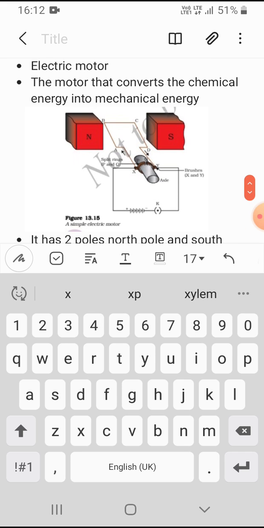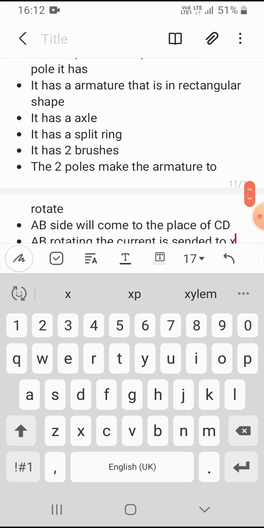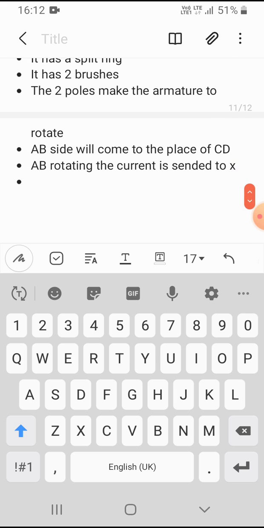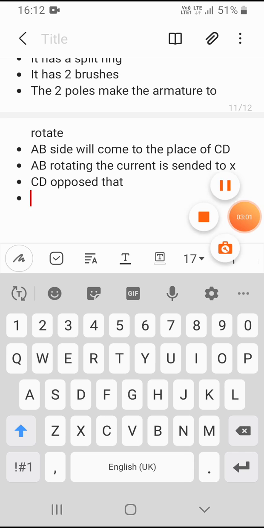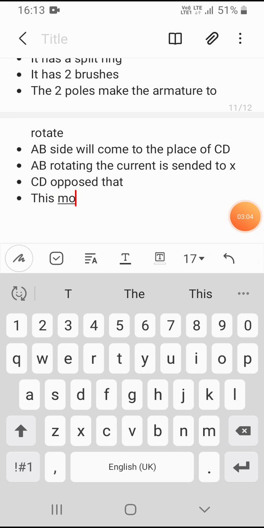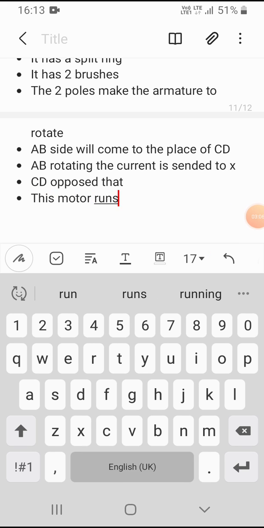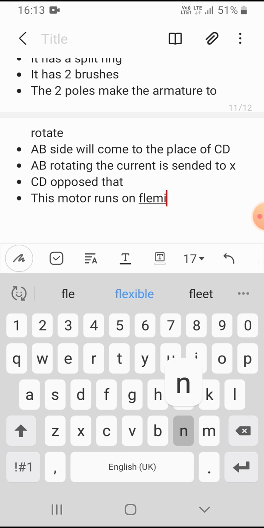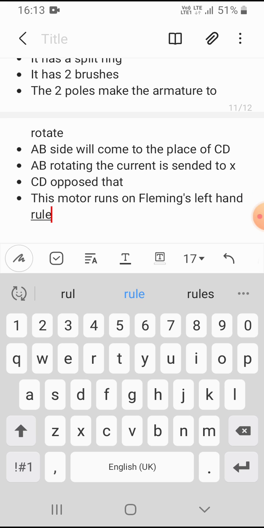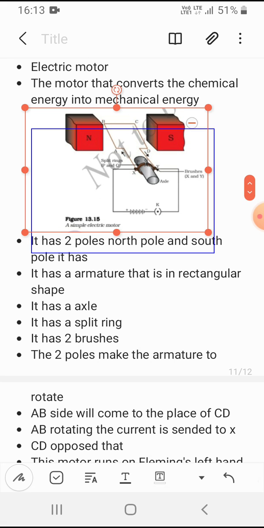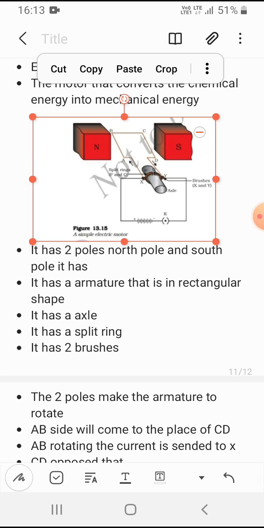Here you can see, here X they have written. The wire that is connected there will go to the brushes, and CD opposes the going of the wire. And so this motor runs on Fleming's left-hand rule. As I told you about Fleming's left-hand rule, on that principle this motor runs. You can see here if you want.